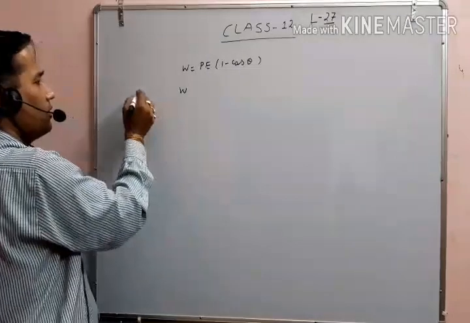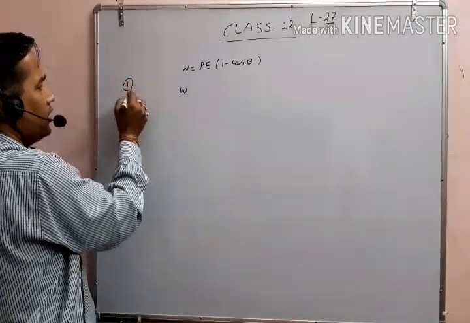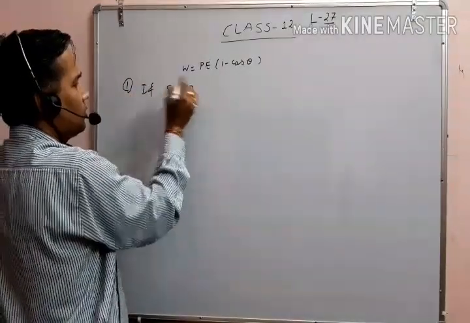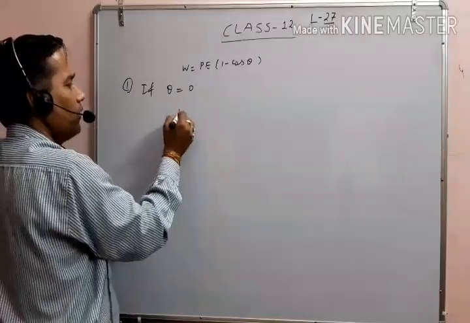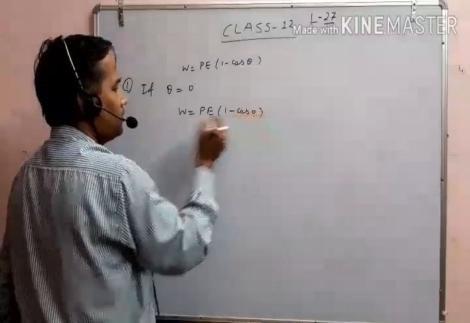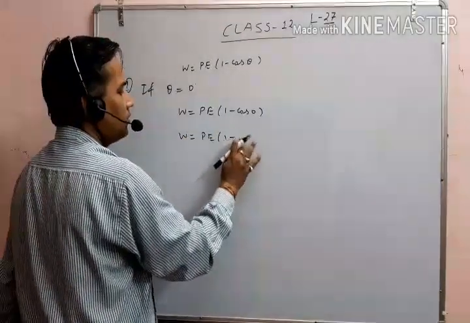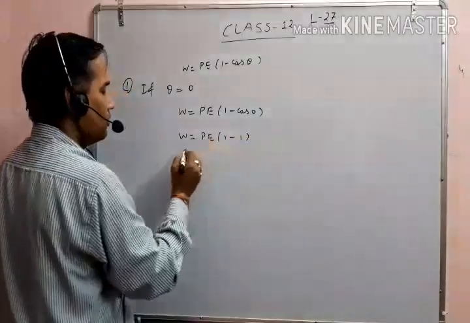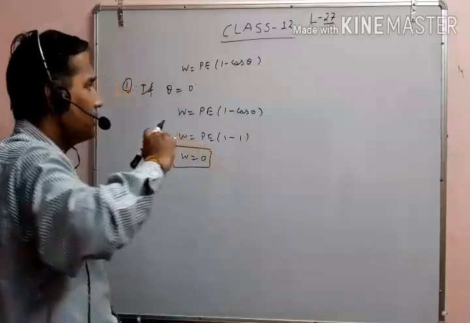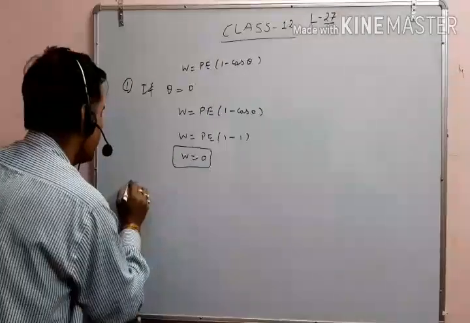Now suppose three conditions arise here. Take the first condition. If theta is 0, meaning parallel, then work done is PE times 1 minus cos 0. All of you know cos 0 is 1, so work done becomes 0. In this situation, when the dipole is in the equilibrium position, the work done is 0.